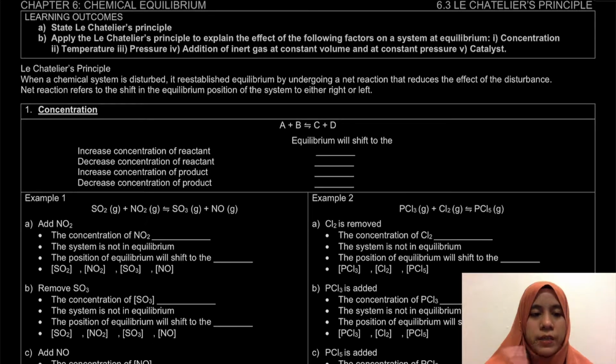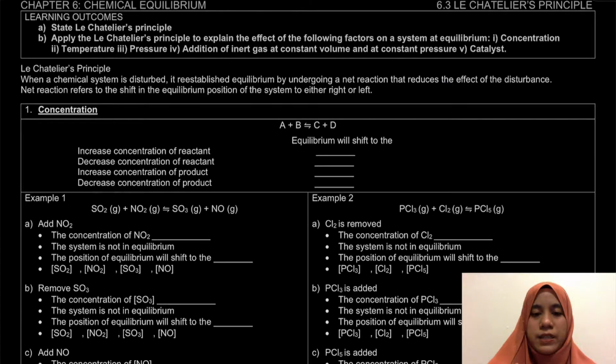But now it mentioned that when a chemical system is disturbed, for example we know the reaction is balanced, but we increase the concentration, or decrease the temperature, or add pressure, so what will happen? The system is not in equilibrium anymore, it's not balanced anymore. So it will re-establish equilibrium by undergoing a net reaction to reduce the effect of the disturbance. It will counter back the disturbance.